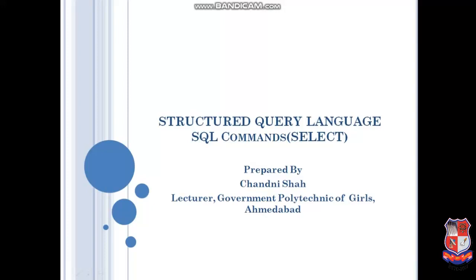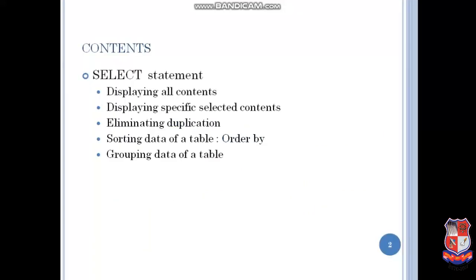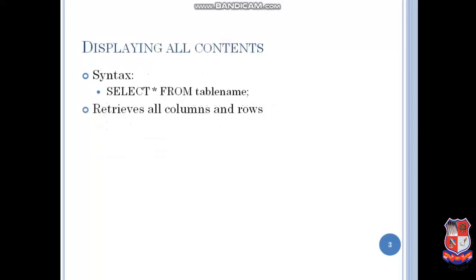Hello all. In this video lecture, we'll be seeing how we can retrieve data from our database using the select command. So let's get started. These are the contents of our presentation which we'll be viewing turn by turn. First, if I want to display all contents, that is all rows and all columns in my table, I'll be using select star from table name. This particular command will retrieve all the columns and all the rows. Let us check by executing the query.